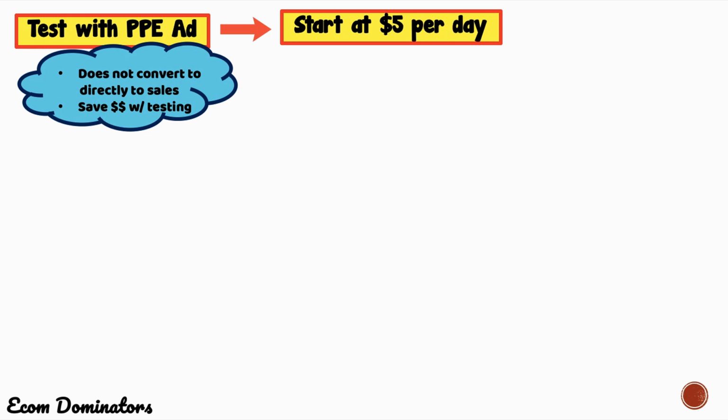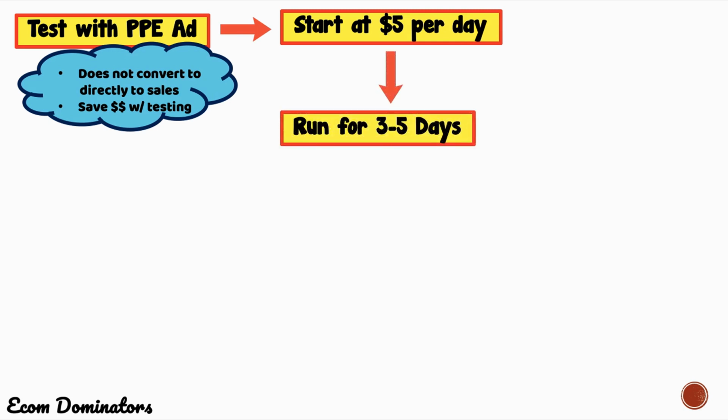And let me tell you, $5, $50, or even $100, $5 per day will get you the same amount of data that will let you know whether or not to move on to the next level, which I'll show you in a bit. So you're going to run your ad for 3 to 5 days, and that will give you enough data to say, hey, this product is a winner or this product is a loser.